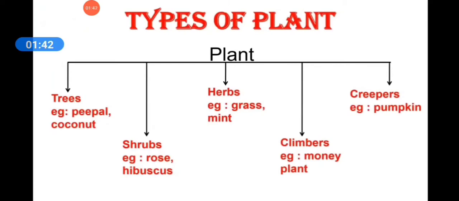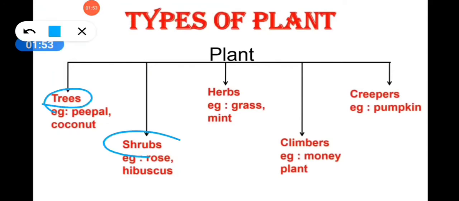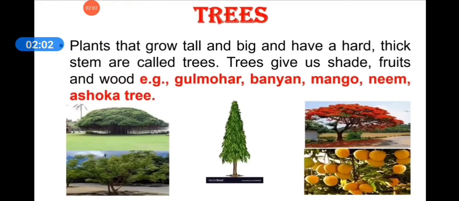According to their sizes, stems and roots, plants can be divided into 5 categories. They are trees, shrubs, herbs, climbers and creepers. Trees: plants that grow tall and big and have a hard and thick stem are called trees. Trees give us shade, fruits and wood. Examples: gulmohar, banyan, mango, neem, etc.